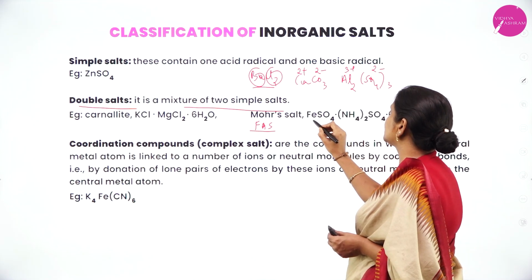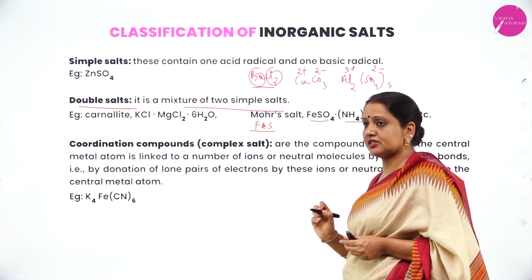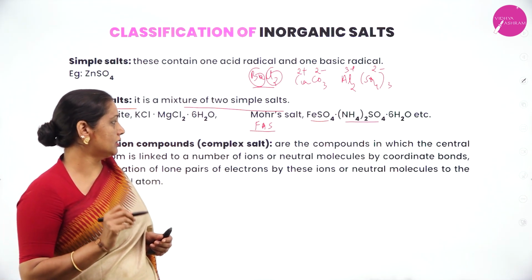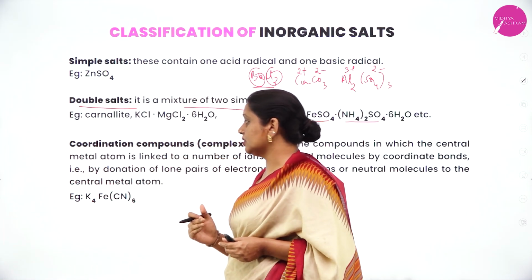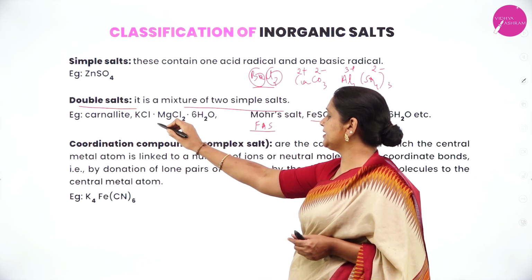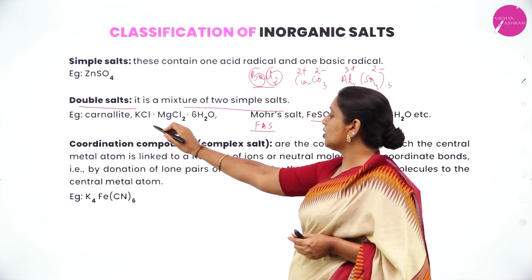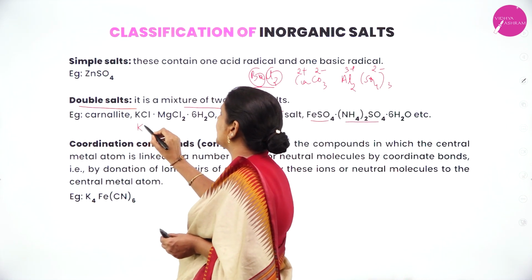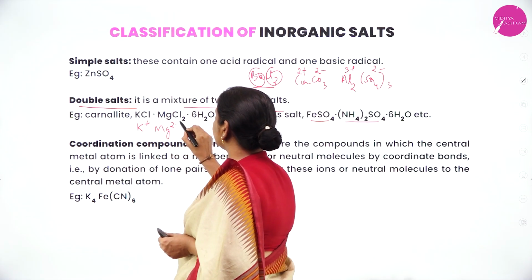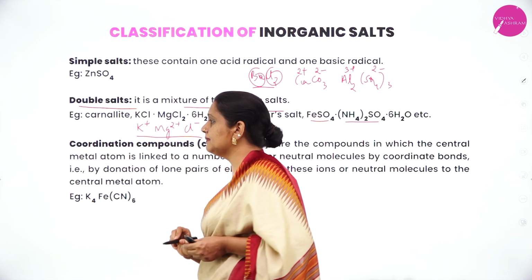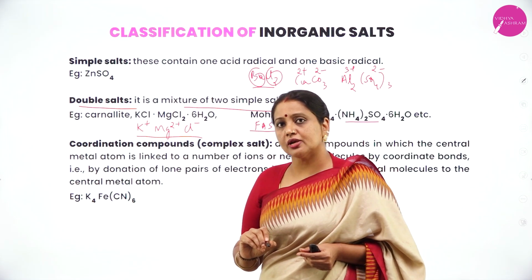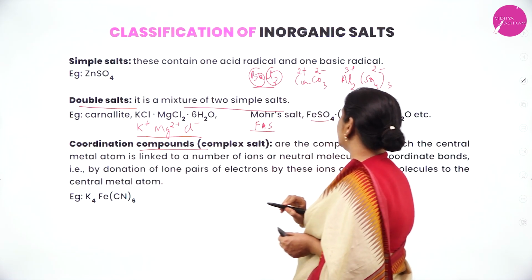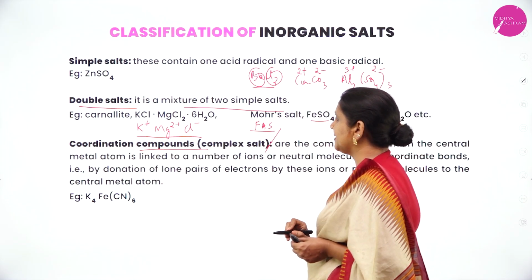Mohr's salt is also called FAS, ferrous ammonium sulfate. It contains two salts, ferrous sulfate and ammonium sulfate. It is associated with 24 molecules of water. So these are called as what? Double salts. These double salts dissociate into their simple ions. For example, carnallite contains potassium chloride and magnesium chloride. They dissociate into K+, Mg2+ as well as Cl-. They dissociate into potassium ion, magnesium ion as well as what? Chloride ion.